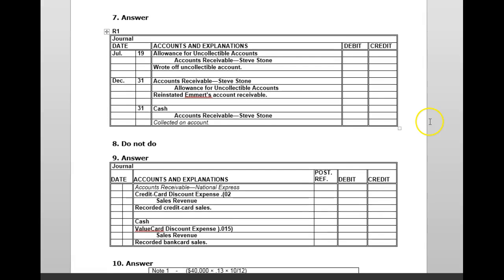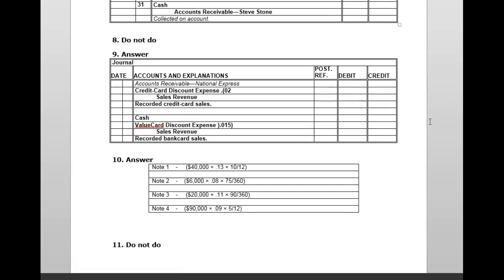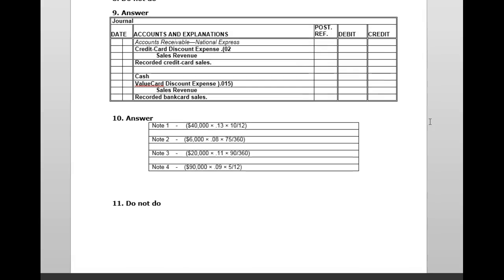So we're going to move on, and we're not doing 8. We are going to look at what happens when you have credit cards, and you have a credit card expense or a fee that you have to pay for accepting that credit card. And those fees do vary, so they give you 2 cards. One has a 2% fee on it, and the other has a 1.5% fee on it. So they're going to ask you to make the adjustment on the sales account, and in this case it shows it as an accounts receivable, and in this case it shows it as a cash.